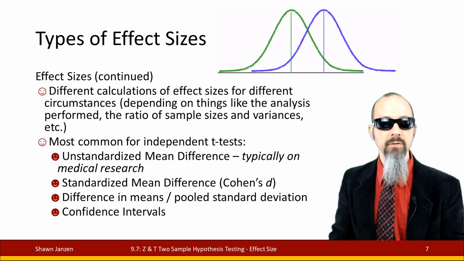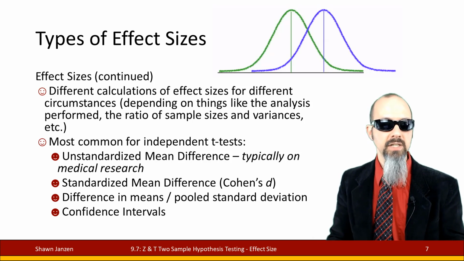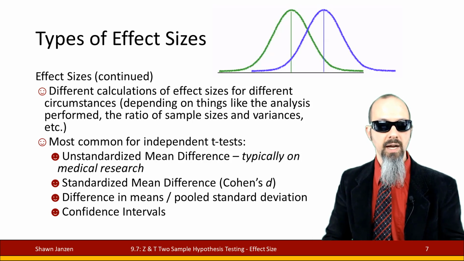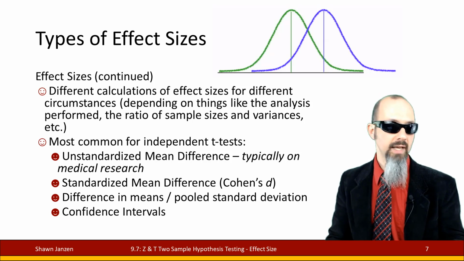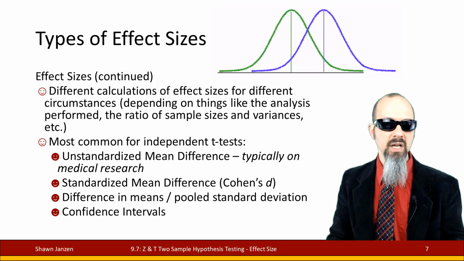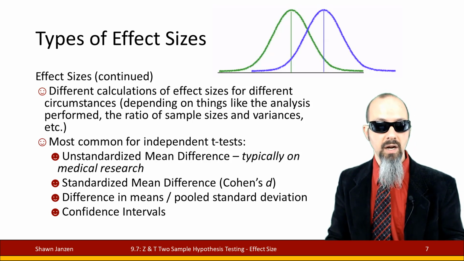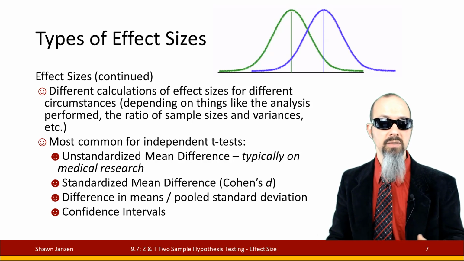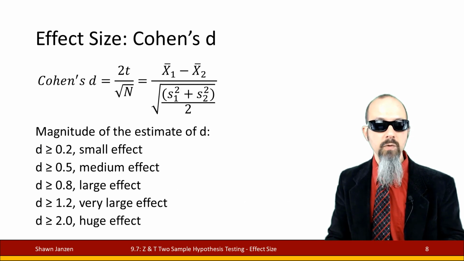Now, let's talk a little bit about the different types of effect sizes. We have different calculations for different circumstances, depending on the different types of analyses that were performed, ratios, sample size, variances, etc. The most common kinds are for the independent t-tests, and so we could use the unstandardized means difference. That's oftentimes it happens in medical research and anything really that you're just comparing groups together. And you have the standardized difference, which is where we include the standard deviation. That's our Cohen's D. You can also have the mean difference with pooled estimates, and you can also have confidence intervals. All these are different ways of helping to get at effect sizes. But let's move into Cohen's D.